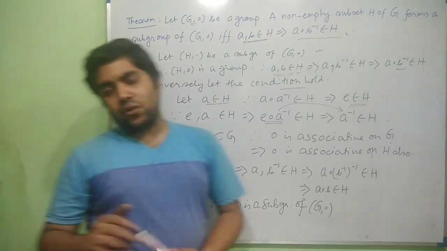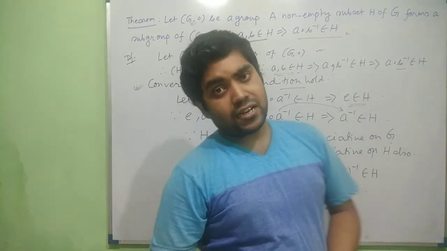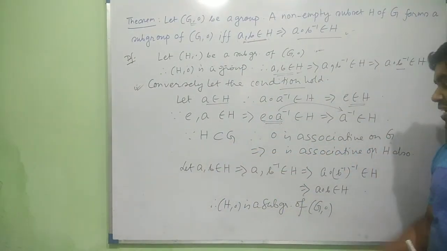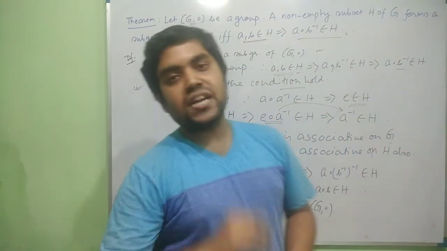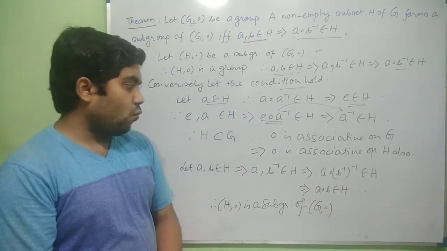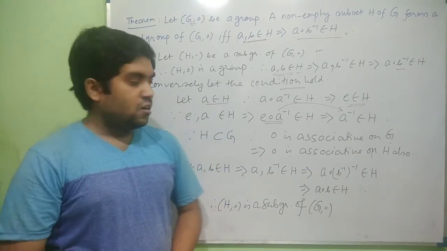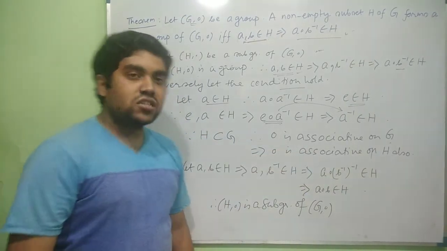And now we know that associativity is a hereditary property. So H is a subset of G, and since naught is associative on the group G, therefore naught is also associative on the subset H of G. Thus associativity is also established.